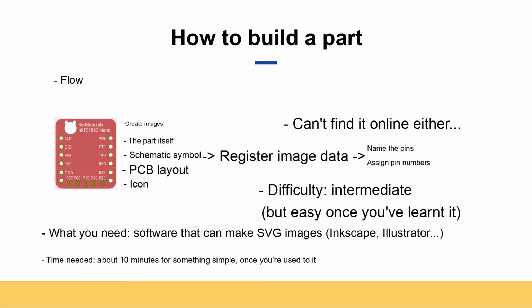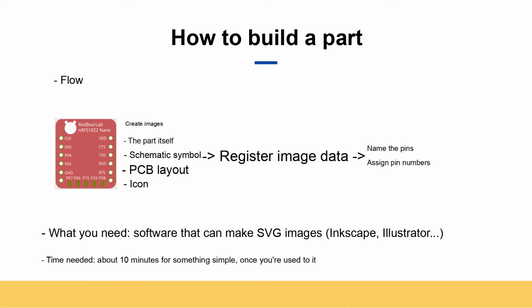Let me run quickly through how you make a part yourself. The flow splits into three main stages. The first is creating the images. There are four kinds of image: the part itself, the schematic symbol, the PCB layout, and the icon. You make those four images.